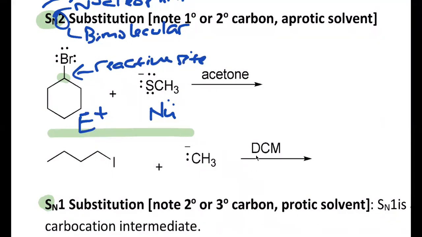Excuse me, which makes bromine my leaving group. In a substitution, it's important to identify that leaving group because that's what's going to get replaced by your incoming nucleophile.